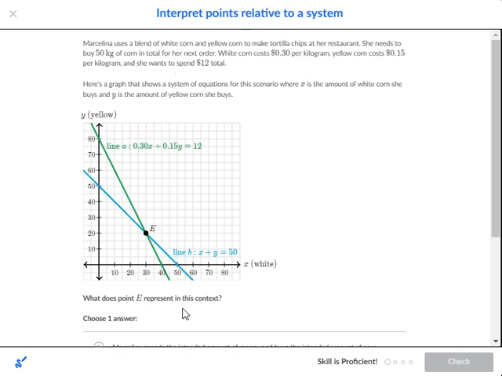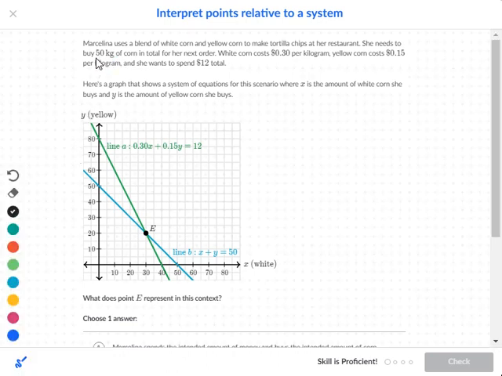So you make a graph. Notice the blue line is for the total of kilograms because it was 50 kilograms. It says right here total of 50 kilograms. So the total was 50 kilograms, and this is the total. The green line is the cost. It's 30 cents for the white corn, 15 cents for the yellow corn, and the total spent is 12.